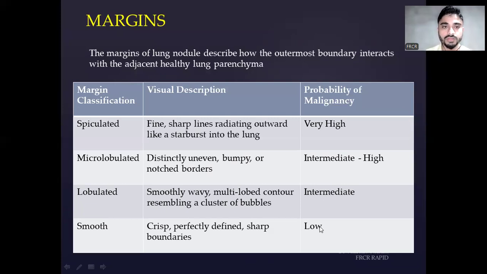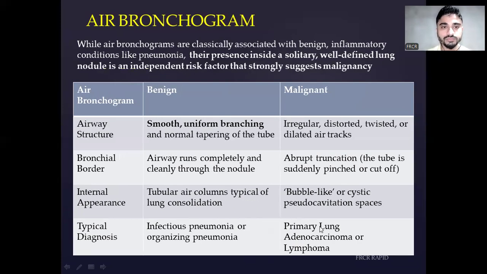Coming to the air bronchogram. We all know that if you see air bronchogram, then we frequently label that condition as a benign and inflammatory condition such as pneumonia. But in the presence of a solitary well-defined lung nodule, it is an independent risk factor that strongly suggests malignancy. So you will have to look at the appearance of the air bronchogram, and based on the appearance, you have to raise a possibility of benign nature or malignant nature of the lung nodule. First we'll see the airway structure.